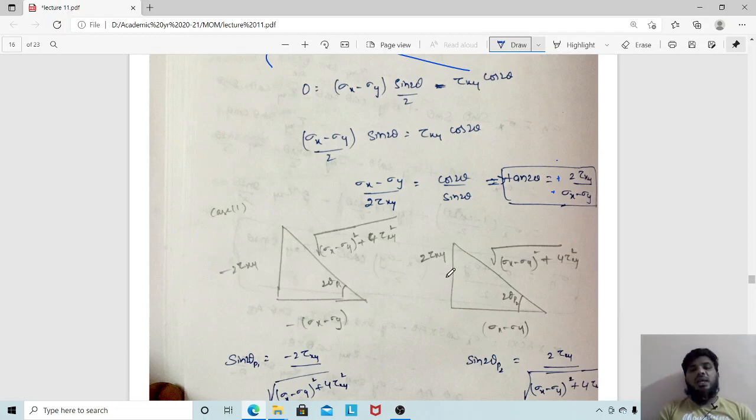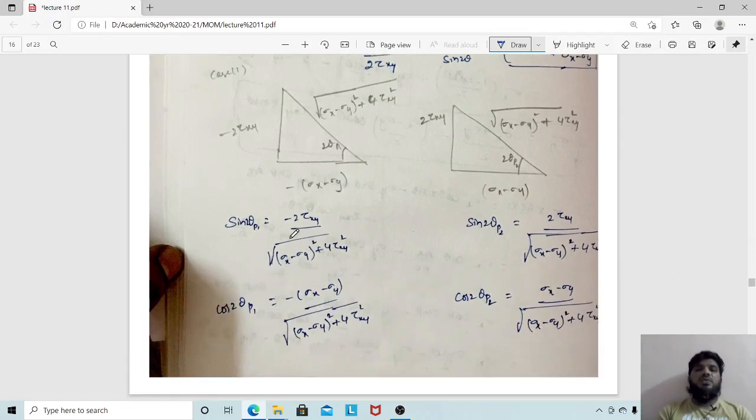Now see why I am taking this as adjacent side. We know that tan 2 theta is nothing but opposite by adjacent. So what is the opposite side here? 2 tau xy, so I have taken 2 tau xy as opposite. Where is my 2 theta now? Here is my 2 theta. What I have written here is 2 theta p, which is nothing but 2 theta for principal stress. From that you calculate the value of sin 2 theta and cos 2 theta.